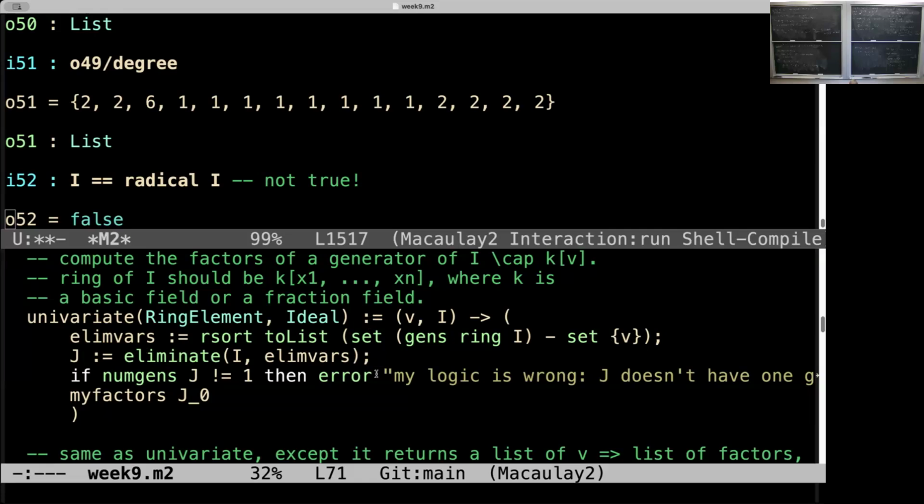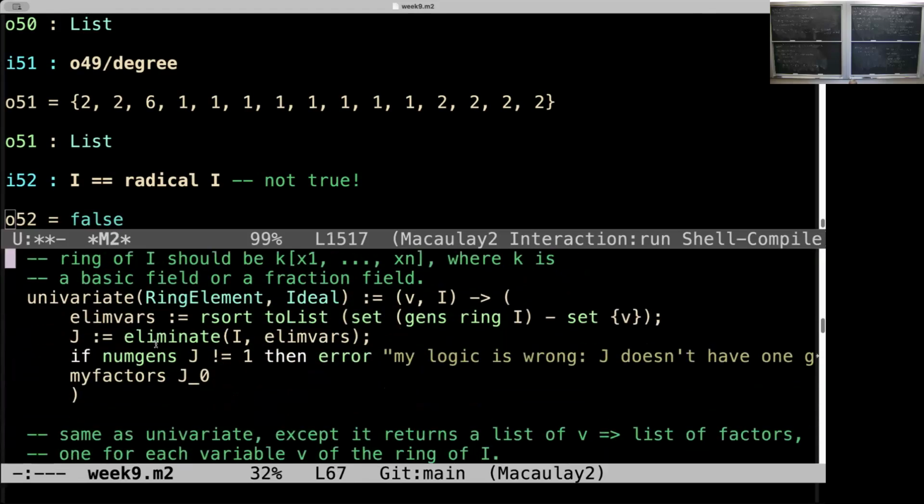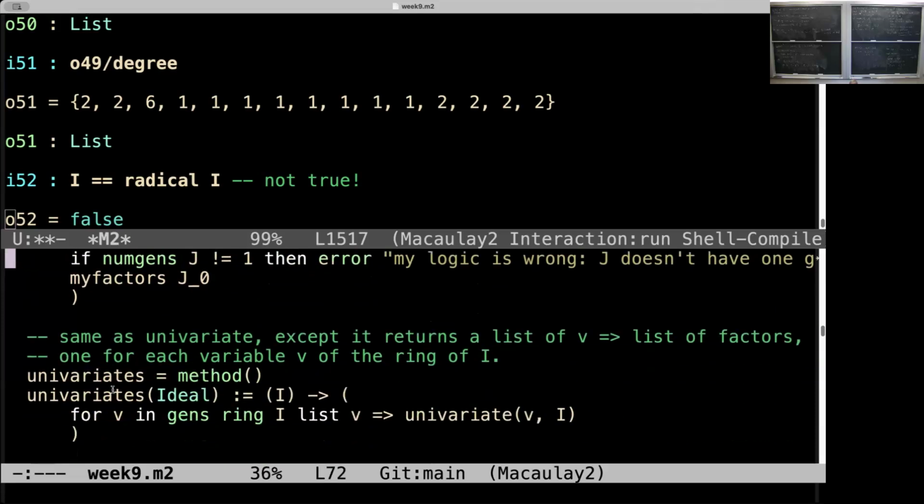And if num_gens is not equal to 1, then it's not that my logic is wrong. It just means that I was not 0-dimensional. So I should have said I is not 0-dimensional. And so it takes the very first generator. My factors is this function up higher that takes the factorization of it and gives you the thing so you can just work on it directly. You might not like that. You might like to see it. So you might just want to do factor of j_0 and just see the things in hand. But yep. How did you load all of those functions at the beginning?